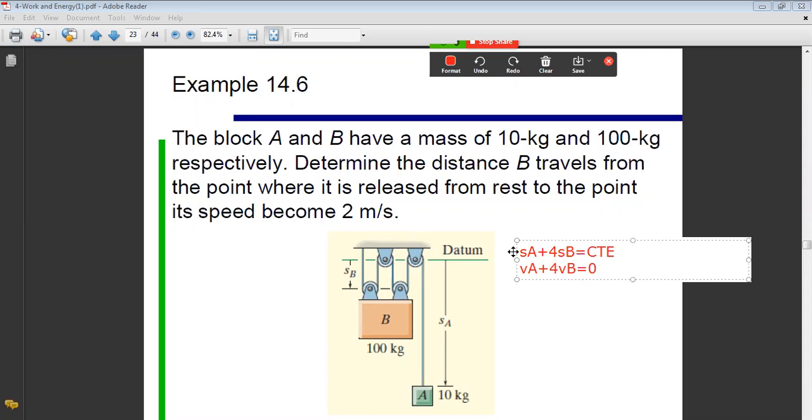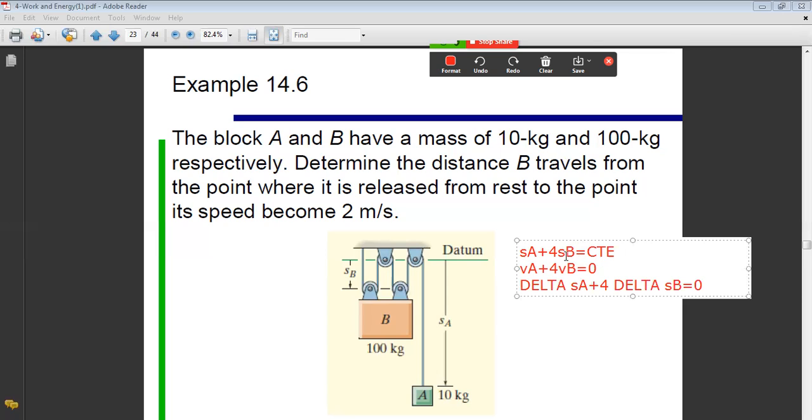And also if I need a relation for acceleration, here no need, but if I need it, I can find it. I should also tell you that SA plus 4SB equals constant. You can use it also for displacement. And you can say that delta SA plus 4 delta SB is equal to 0. Why? Because you have VA plus 4VB equal to 0 at any instant.